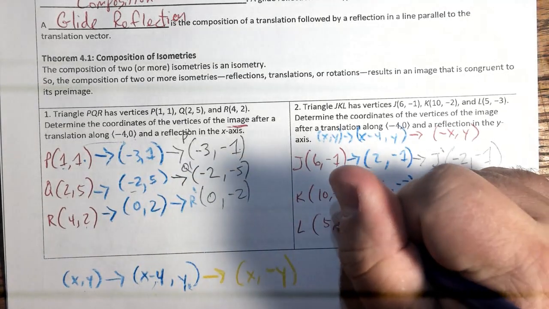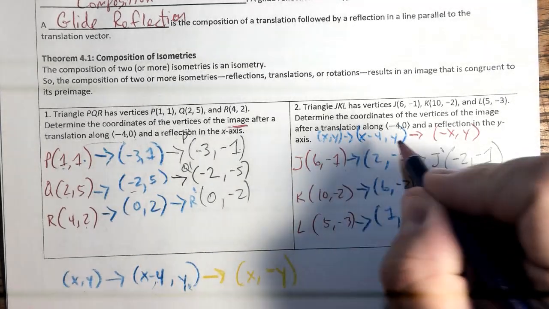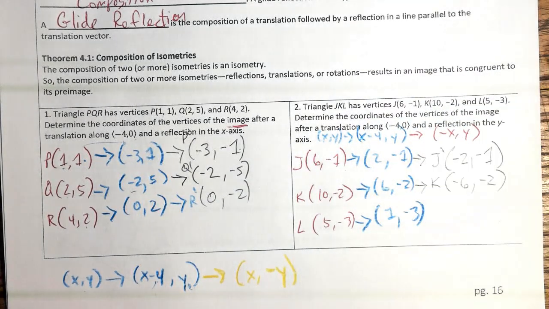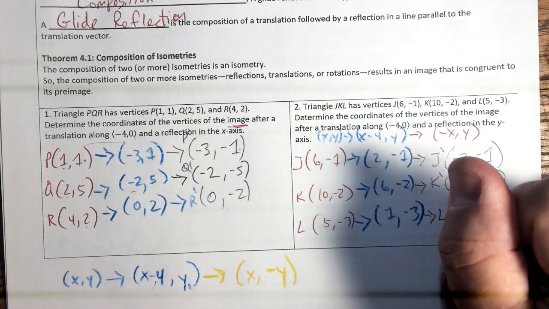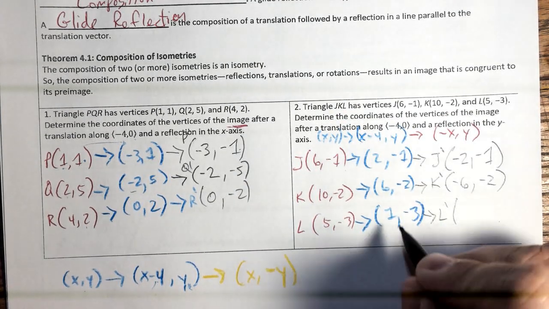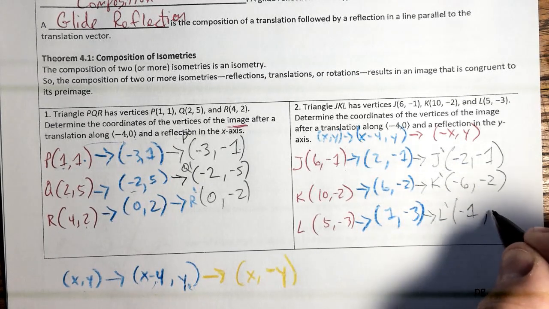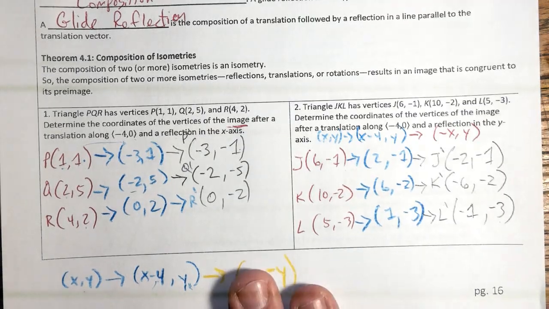And then lastly, L. 5 minus 4 is 1. Negative 3 is coming along for the ride. It's y is y. L prime, so negative x, so 1 becomes negative 1, and then y stays the same, so negative 3. So there's your L prime. All right, give me just a moment. Flip over here. Here's page 17.